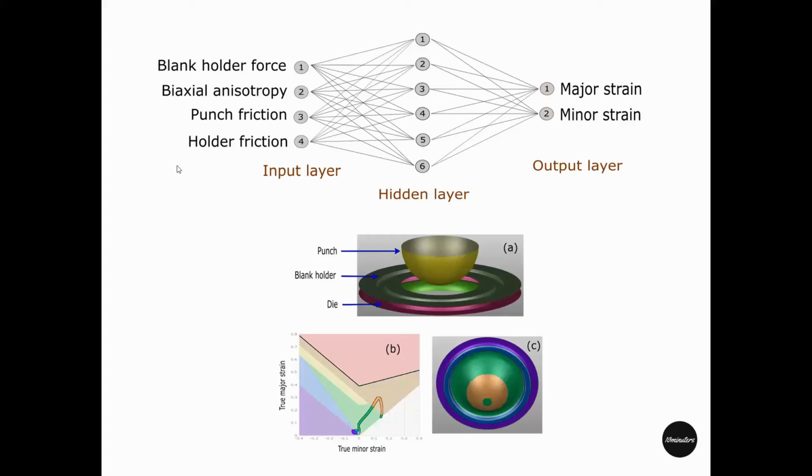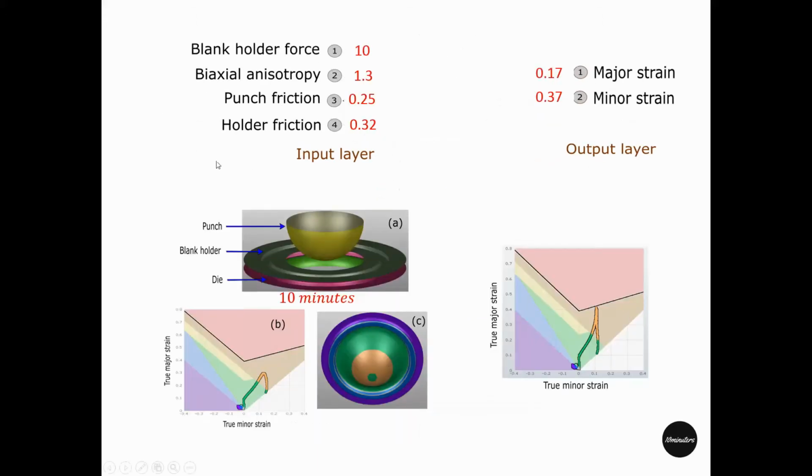In an earlier video, we motivated why we want to perform multiple simulations, varying the input parameters, then collect the output, and finally establish an artificial neural network. Quick recap is, for a given set of input values, after running a 10-minute simulation, we get the output values.